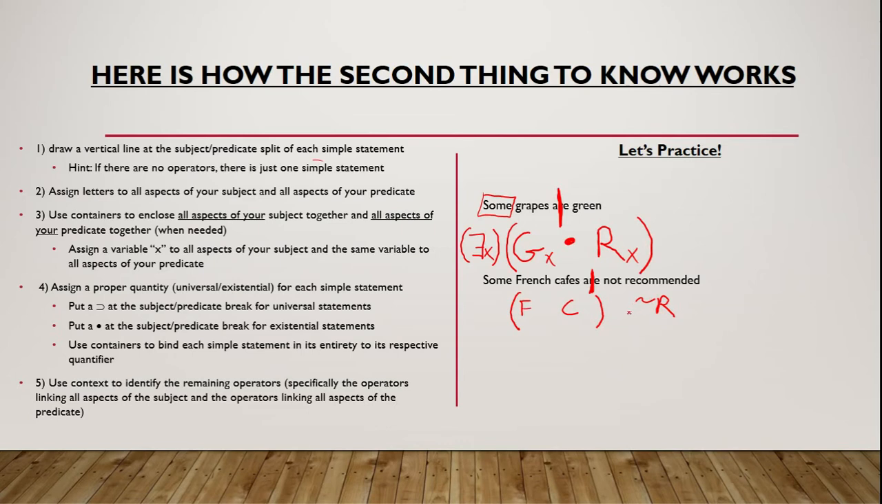We're going to assign a variable x to all aspects of your subject and the same variable to all aspects of your predicate. So we're going to put x is French, x is a cafe, x is not recommended. All right. Assign a proper quantity, universal or existential, for each simple statement. So here we have some French cafes are not recommended, so that's an EX.